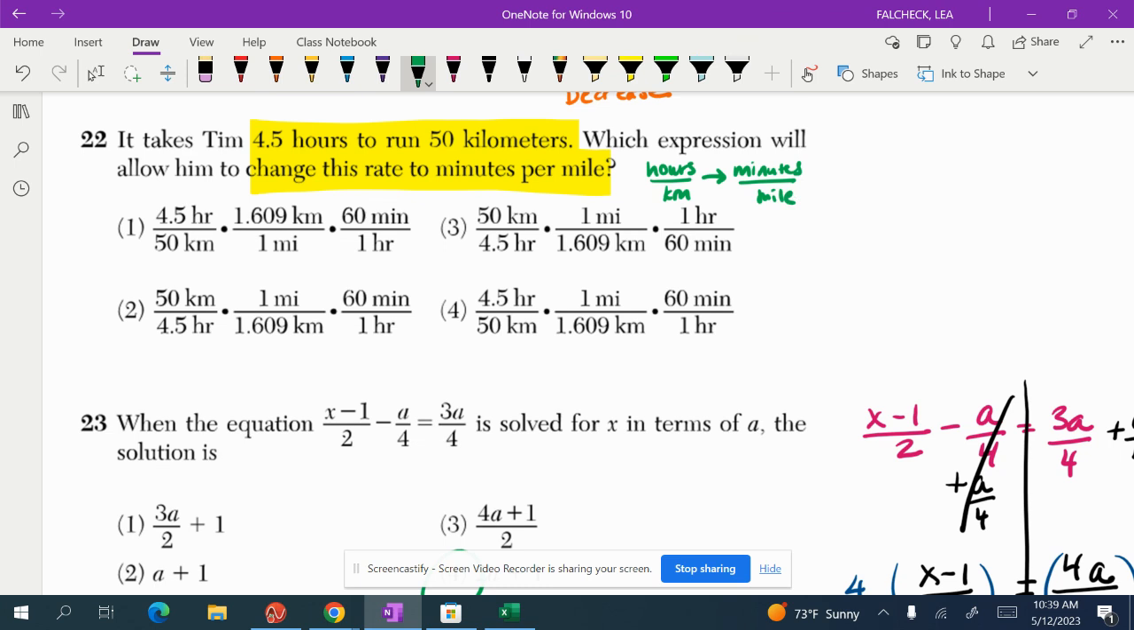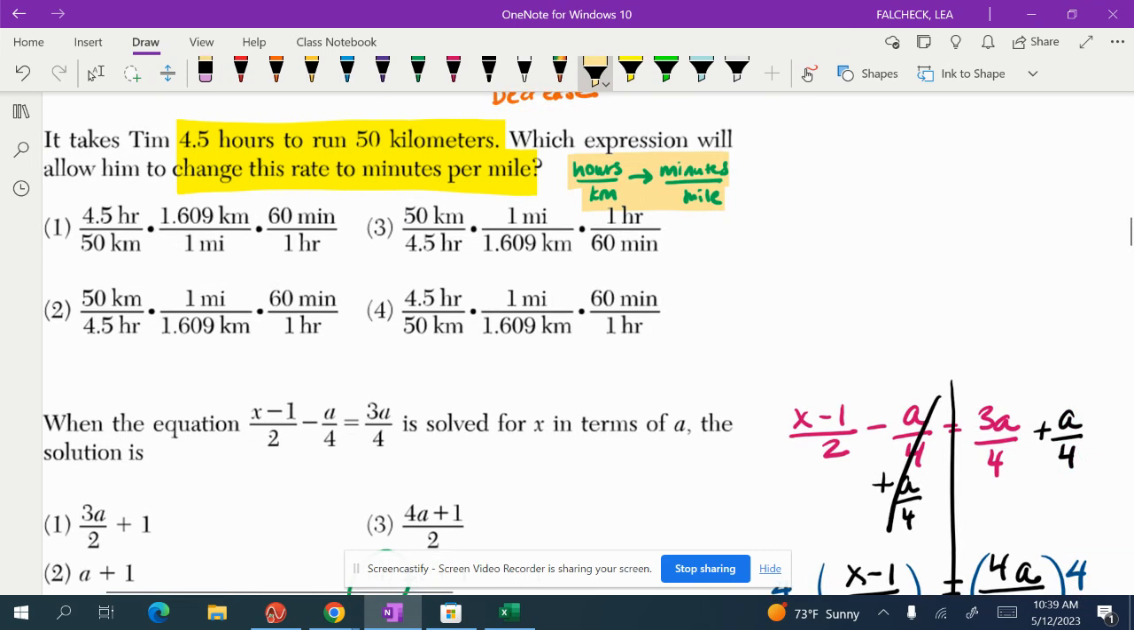So first, we're going to be converting the hours to minutes, right? And then we're going to be converting the kilometers to miles. So let's go ahead and set up our stuff. We've got it takes this guy 4.5 hours to run 50 kilometers. Now, first, I'm going to want to convert the kilometers to miles. It doesn't really matter which one you pick first, but I'm just going to do that one first.